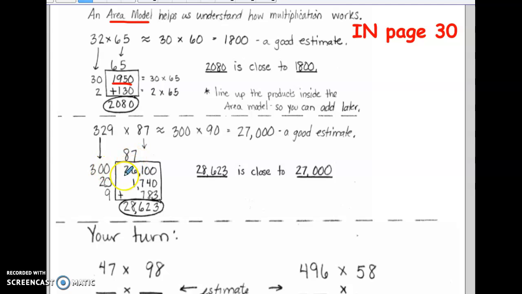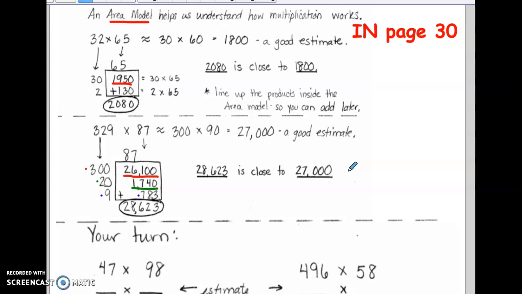300 times 87 is 26,100, and I wrote it there. Okay? Now we're going to multiply 87 by 20. Now 87 times 20, again, I already did the work, is 1,740. Okay, last step is going to be to multiply 9 times 87. And again, I did this work on scratch paper off to the side. 87 times 9 is 783. I lined up my digits carefully so that when I add, I get the correct answer. And you can see here that my final answer is 28,623, which is pretty close to my estimate.